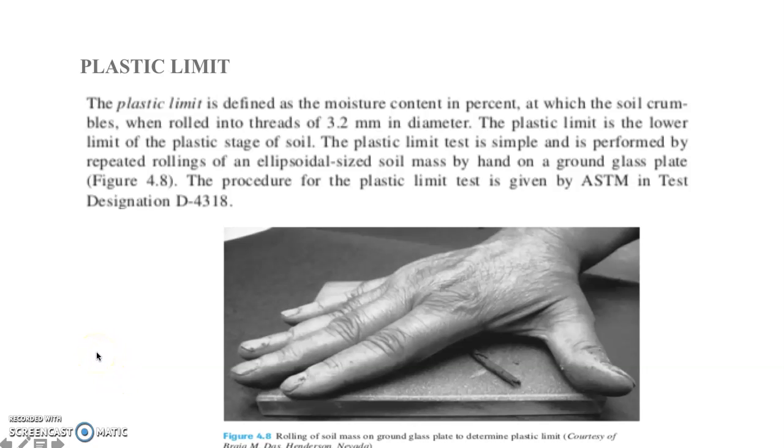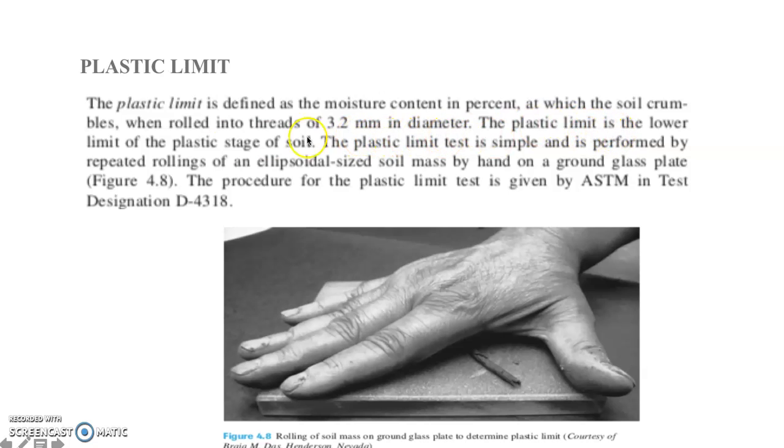So that was our discussion for liquid limit. So we move on to plastic limit. The plastic limit is the water content at which the soil changes from plastic to liquid behavior. So the plastic limit is the water content in percent at which a soil can no longer be deformed by rolling into 3.2 mm diameter threads without crumbling. So the plastic limit is defined as the moisture content in percent at which the soil crumbles when rolled into a thread of 3.2 mm in diameter.